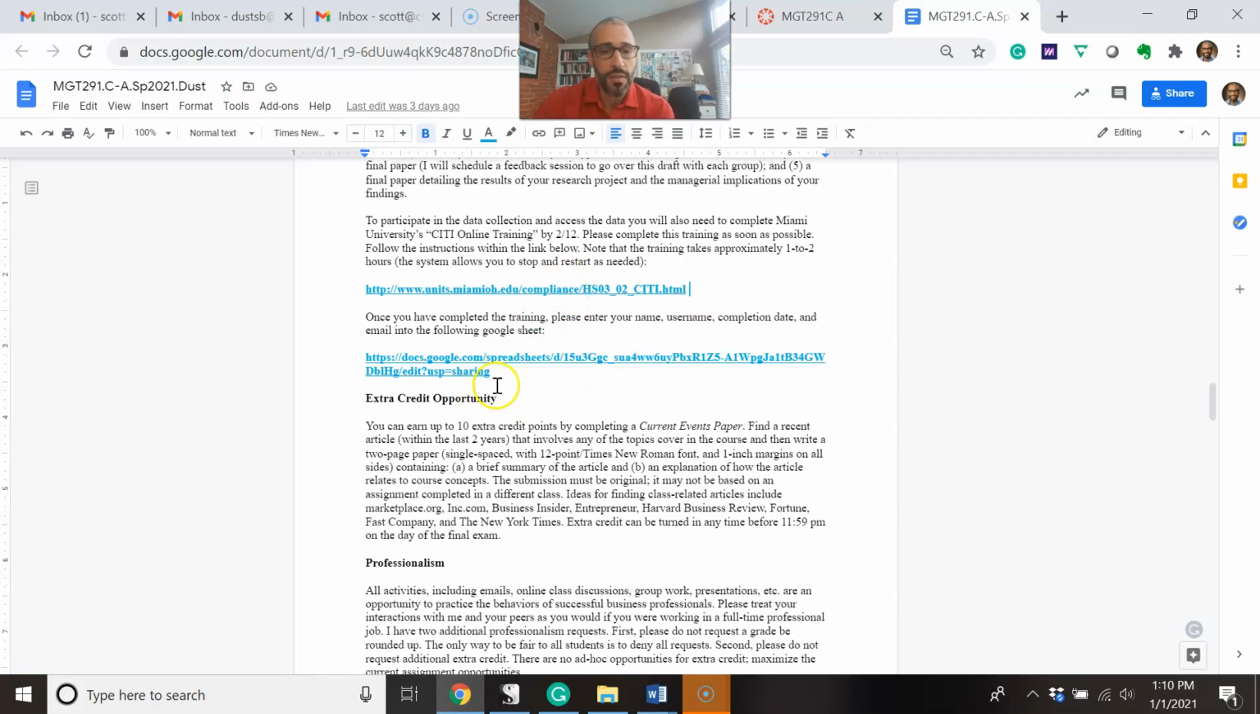Once you've done that, then fill out this Google Sheet. And all it is asking for is your name, username, and completion date. And then when everybody has done this, I have to send this Excel sheet to Miami University's IRB to say, hey, we've done this, and these folks are going to be collecting data.